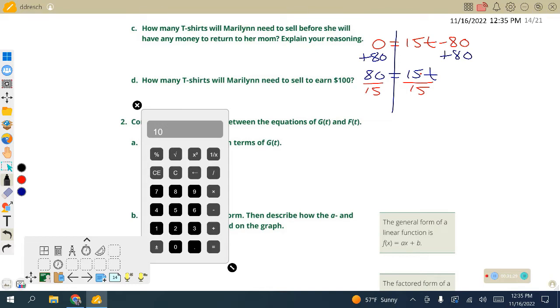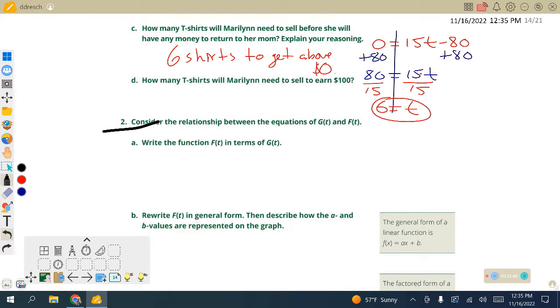So what did we just say? How many shirts was that? 6 shirts to get above $0. Now, we're thinking large here. We're not going to go with $100. Ms. Kino, how much money will we make here?